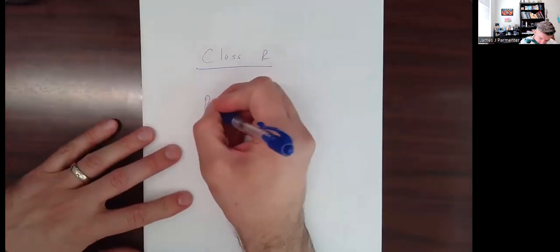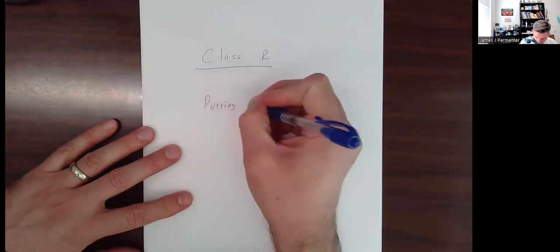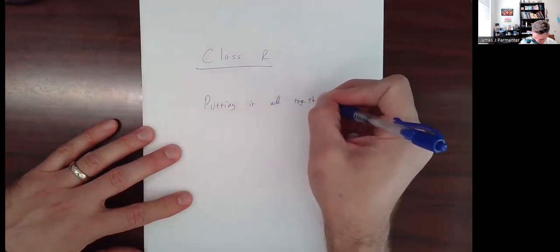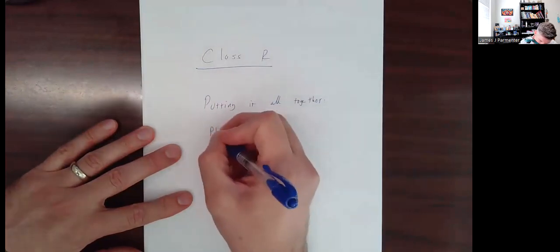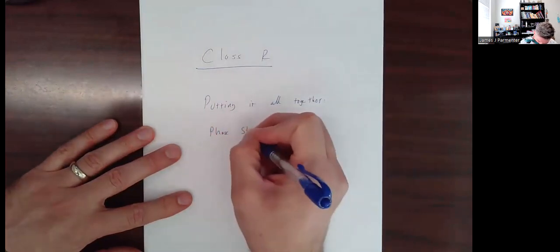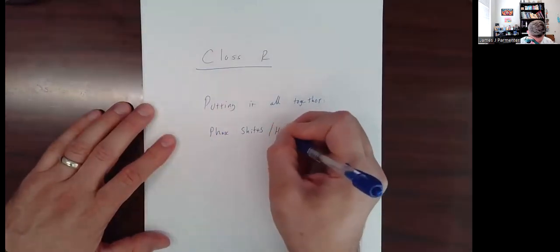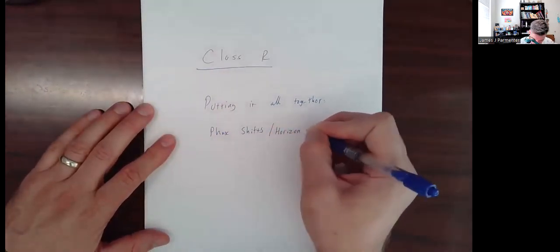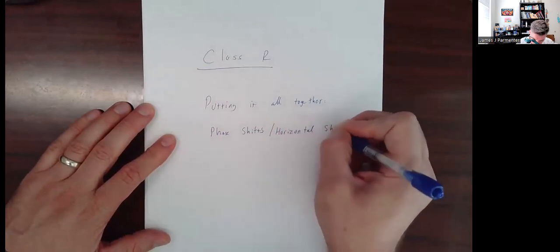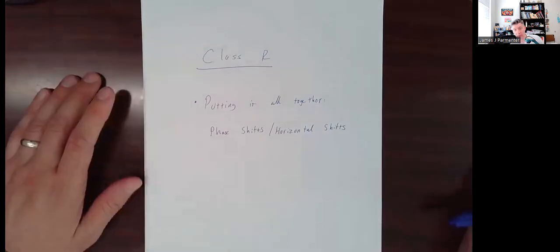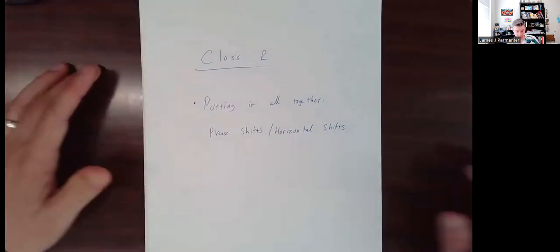Cool. So class R, putting it all together. We're going to add in a phase shift. Phase shifts are more generally called horizontal shifts, but specifically when we're talking about trigonometric functions, we often refer to them as phase shifts. I couldn't tell you why, but I know that's what we do. So I'm just going to come up with some examples.